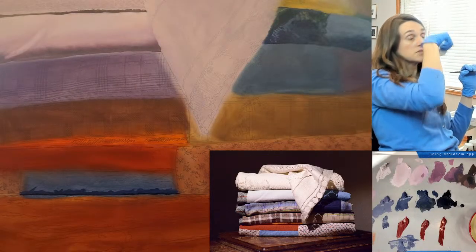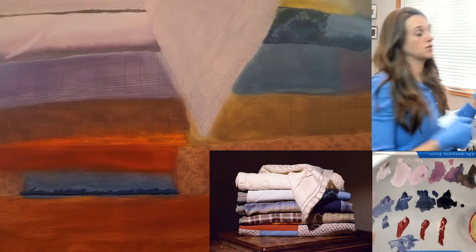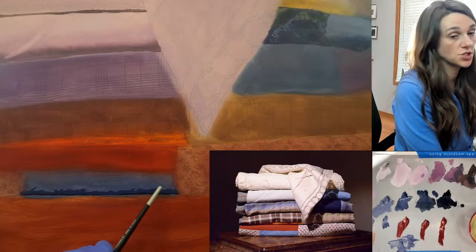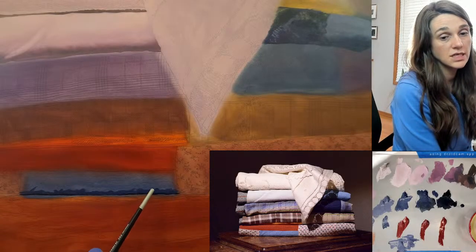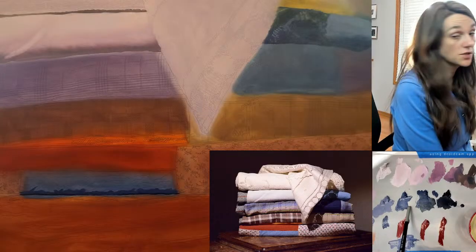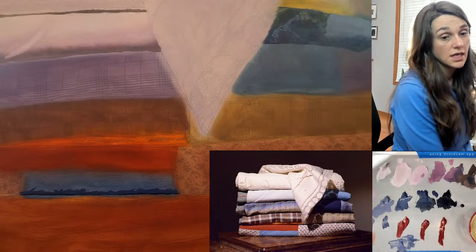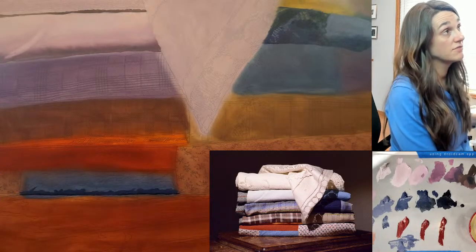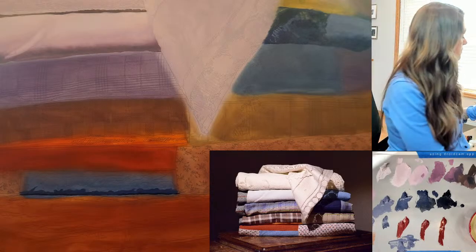All right. So now I'm going to go in and create that transition. These were my two shadow values. Now I'm going to use my transition color, which is this medium color over here on my palette. And then we're going to roll it fairly quickly into light.